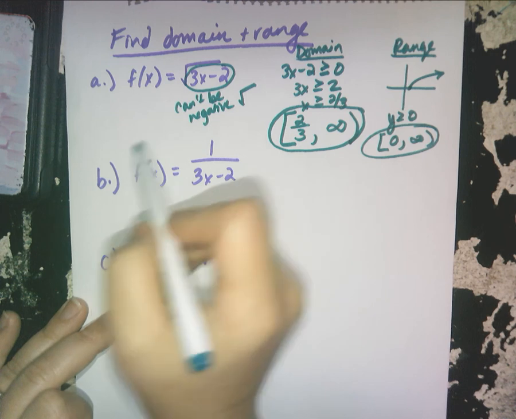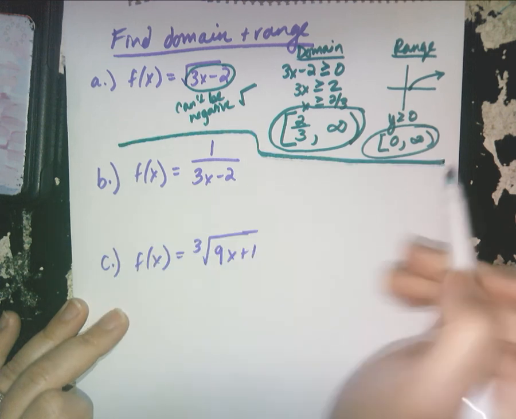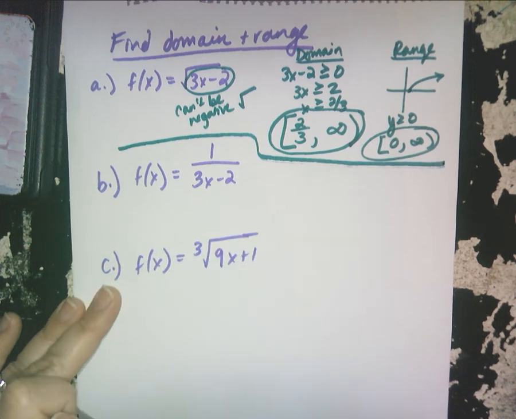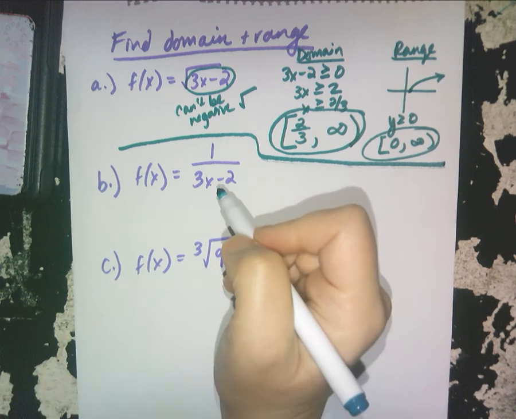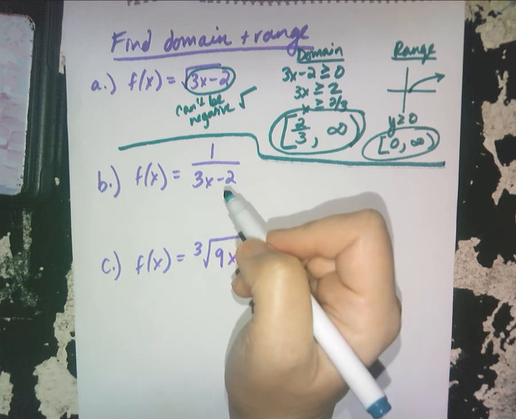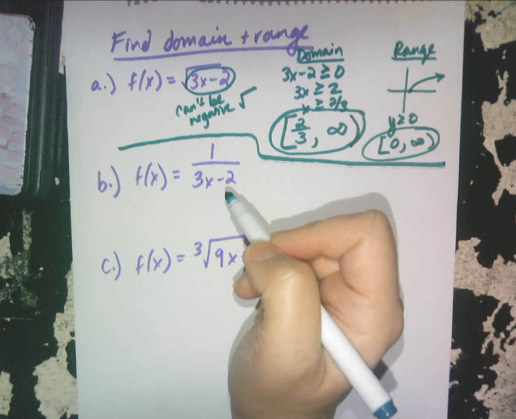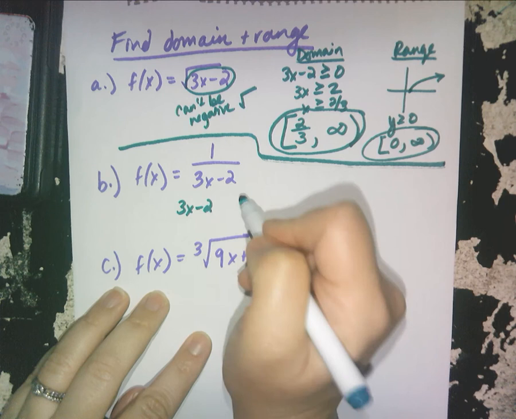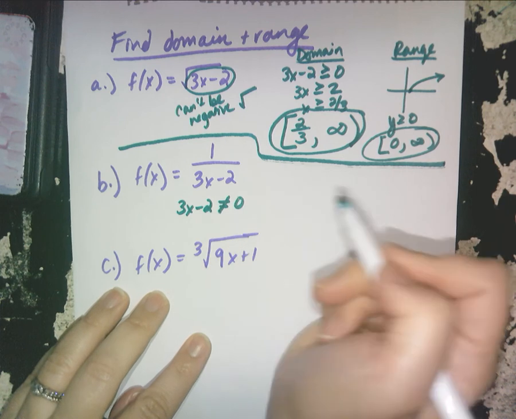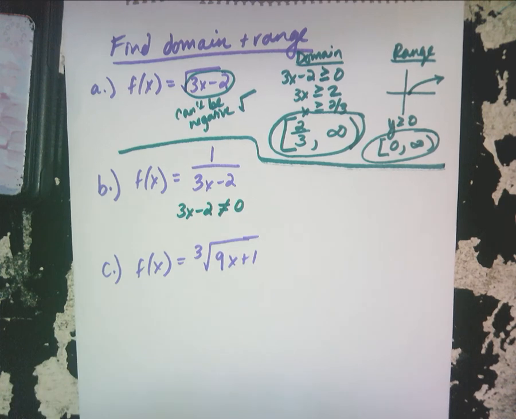Domain and range of this rational function. So what do we know about rational functions? What do we know about fractions? What are they not allowed to be in the denominator? Zero. So that's your domain. Again, domain is what your x's are allowed to be. My x's can be anything but zero in the denominator. So 3x minus 2 cannot be zero. It can be everything else, but it cannot be zero. So then what does that mean x cannot be? 2/3.